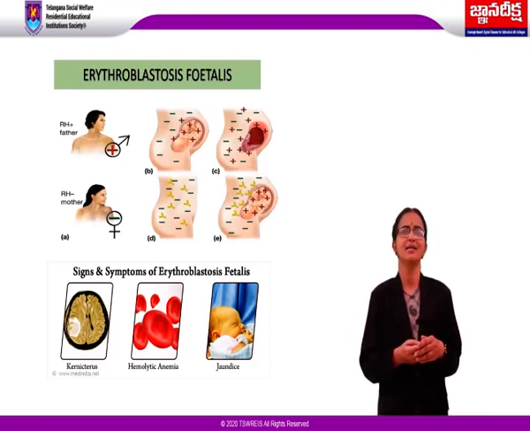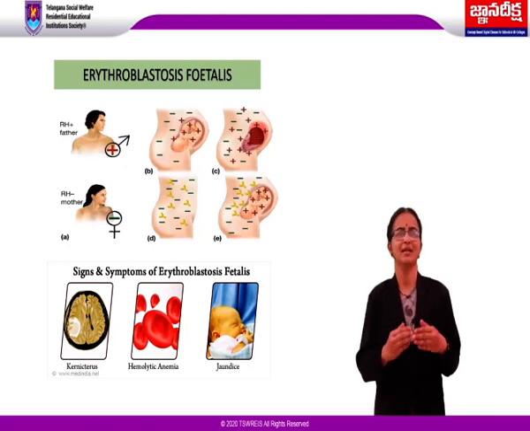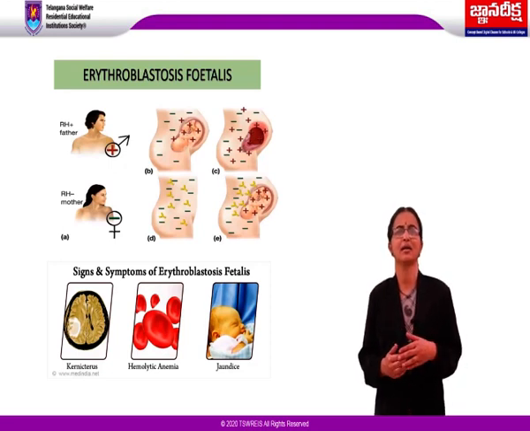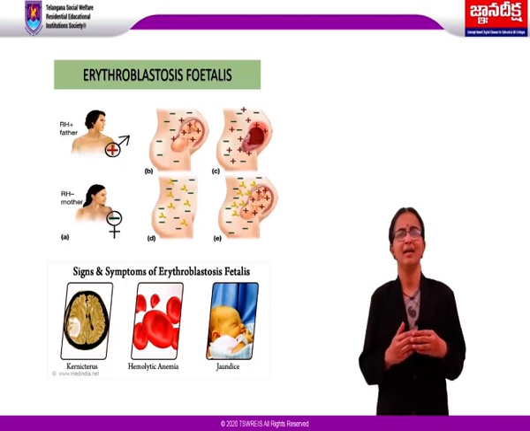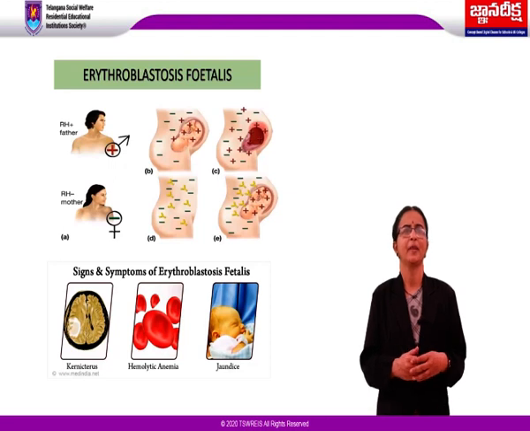Thrombocytopenia. It is the decrease in the number of platelets in the blood. It will lead to the reduction in the ability of the blood to clot. So, this is a bleeding disorder. It is defined as a platelet count less than 1 lakh per cubic millimeter.